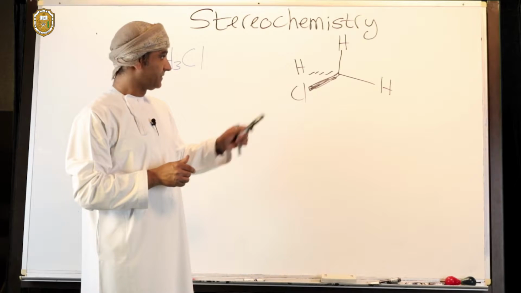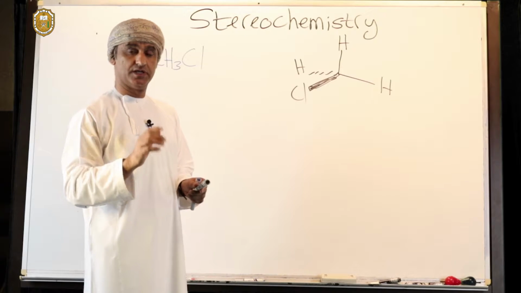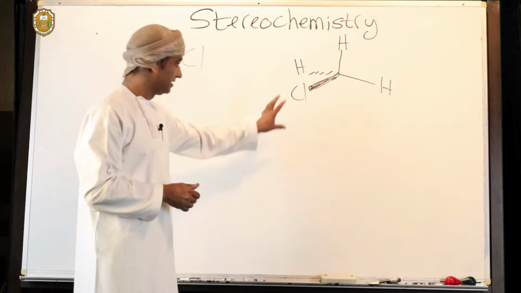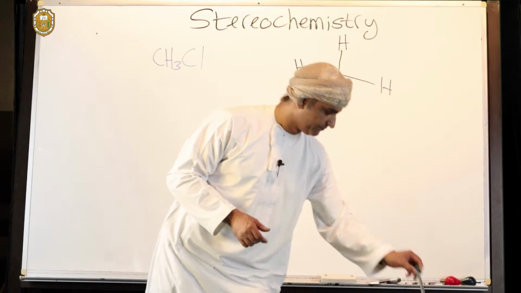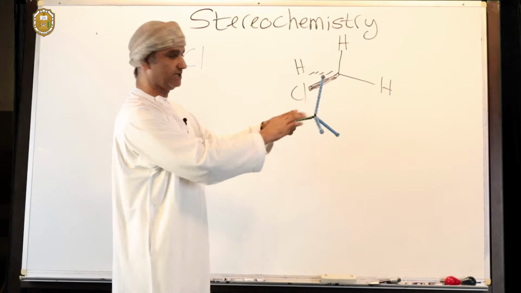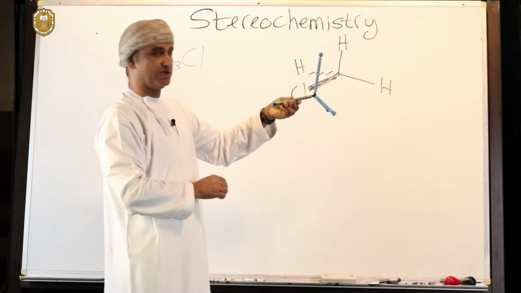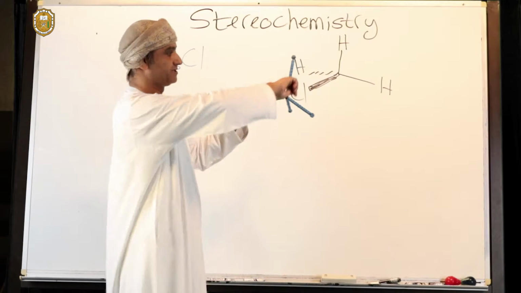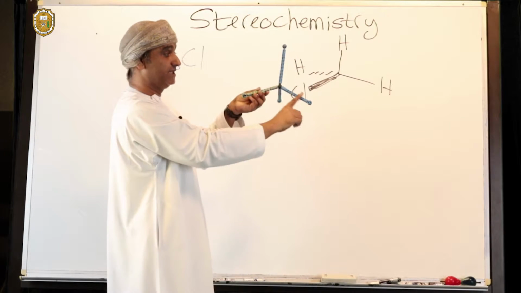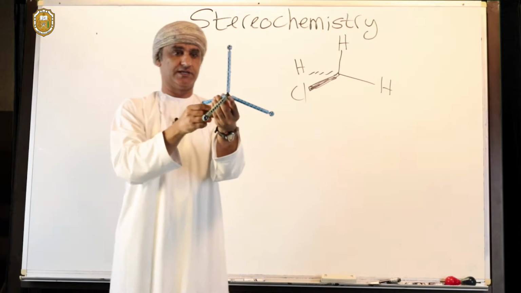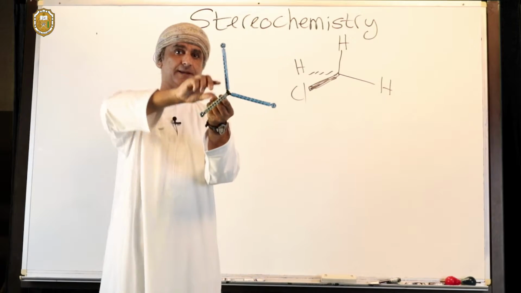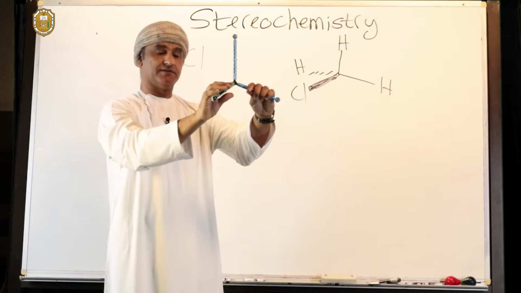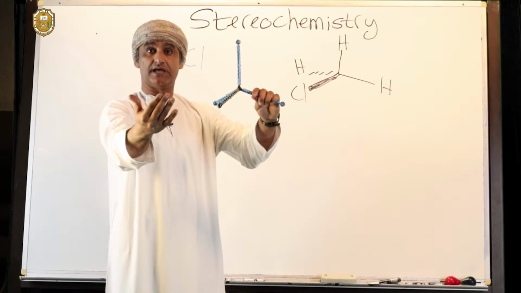If you put this in front of a mirror, you get the mirror image of this. This is a model of chloromethane. So this bond again is on the plane. That bond is on the plane, so you could see it in a better way now. This bond is on the plane. This CCl bond is outside the plane, but it's at the front towards you as a viewer.